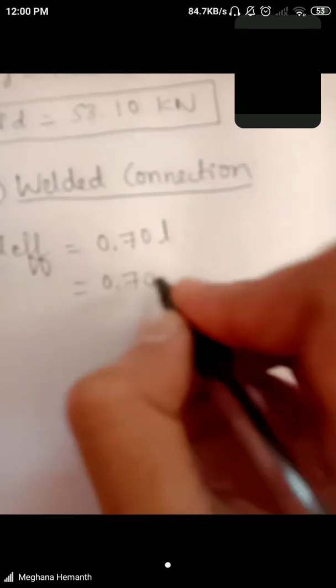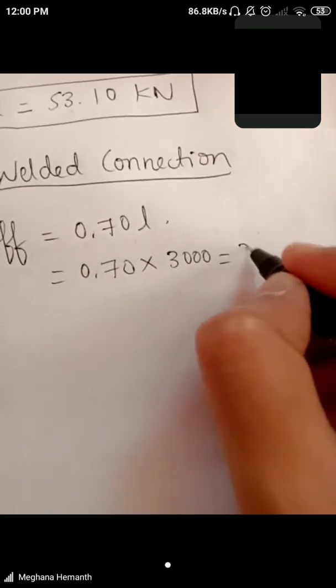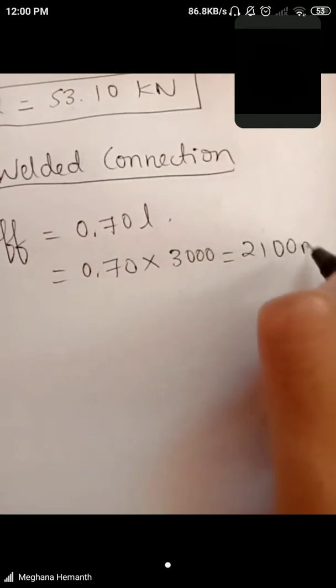Third case, what is the change they've given? They've given that it is a welded connection. What changes in all the types of your connection? Only the effective length. For a welded connection, effective length is equal to 0.70 into L. So 0.70 into the length of the member, which is 3 meter or 3000 mm. So this will be 2100 mm.